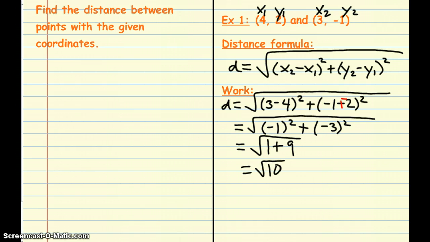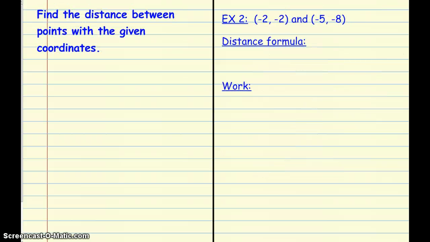Now you can either do one of two things. You can leave your answer as square root of 10, or if you have your calculator with you, you can find the square root of 10, which in this case is about 3.16. So we would say the distance between these 2 points, if we were going to look on a coordinate grid, would be about 3.16 units away from each other, just depending on what our unit is. So we just say units, not inches, not feet, anything else like that.